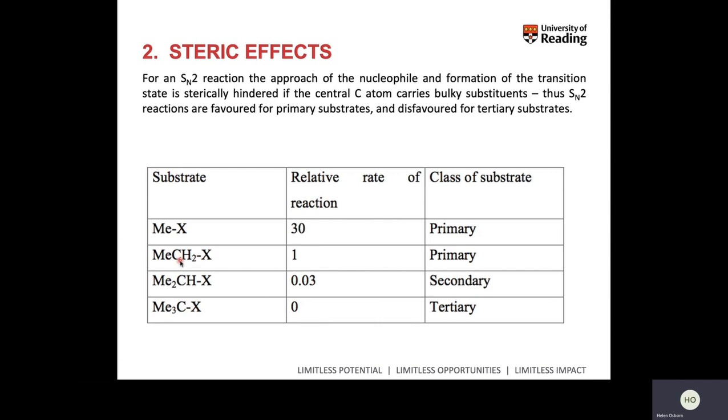And then we get sort of in between. Here we've got 2 hydrogens and a methyl, so we're starting to introduce some steric bulk, so the reaction rate goes down. Here even more so, we've got 2 methyls, so the reaction rate goes down even lower.